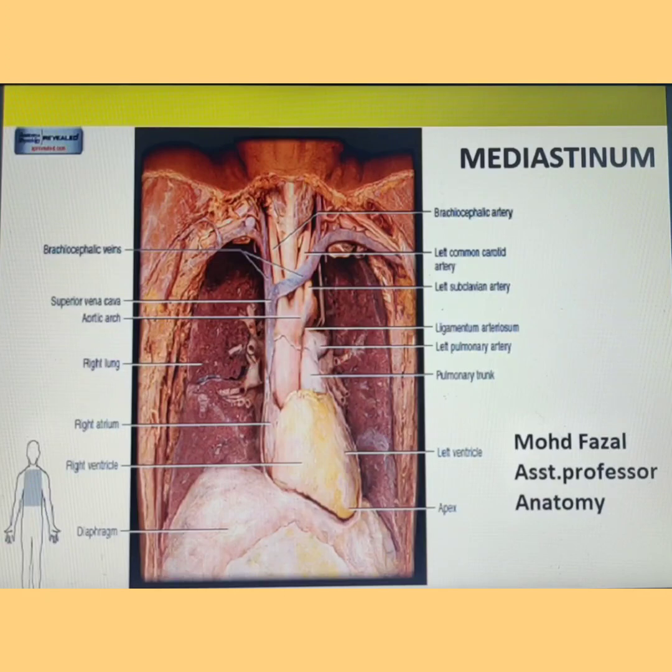Hence it is also known as interpleural space, right? Because it is present in between the two pleural cavities, it is known as interpleural space. And this space is connected to the lungs by the root of the lungs.